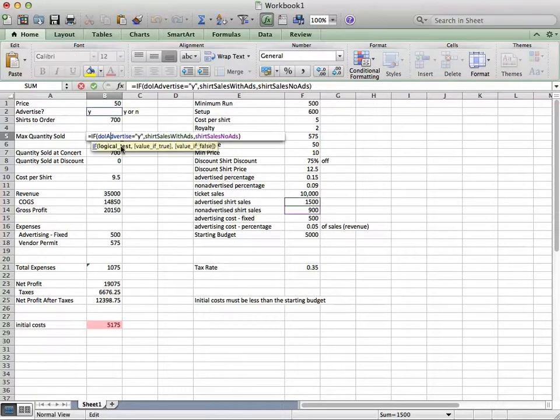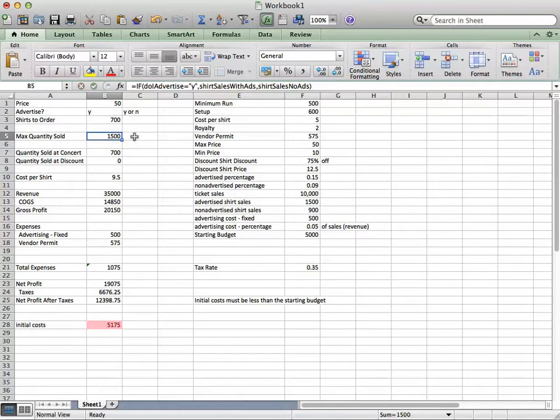So it says if the do I advertise field is equal to Y, then pick shirt sales with ads. If not, pick shirt sales with no ads. Now I could have put equations here instead of these fields, but it makes it simpler to see it this way. So right there I already know the maximum that I'm selling.